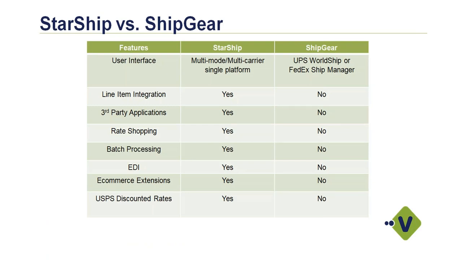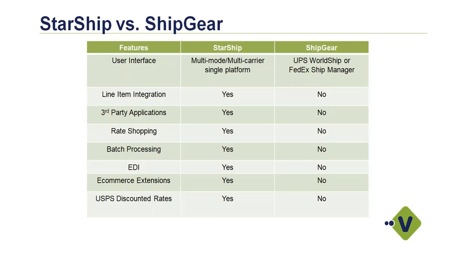So some of the basic benefits of moving over from ShipGear to StarShip: obviously, a multi-carrier platform versus just UPS WorldShip or FedEx Ship Manager. So you have multiple carriers, multiple modes of transport, all from the same user interface, one database and repository of data for all of your history and transactions. And you can do both parcel and freight shipping together in the same user interface.